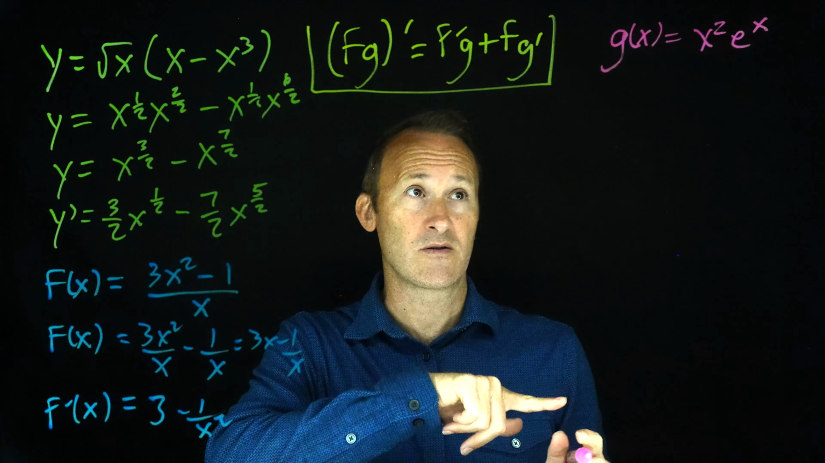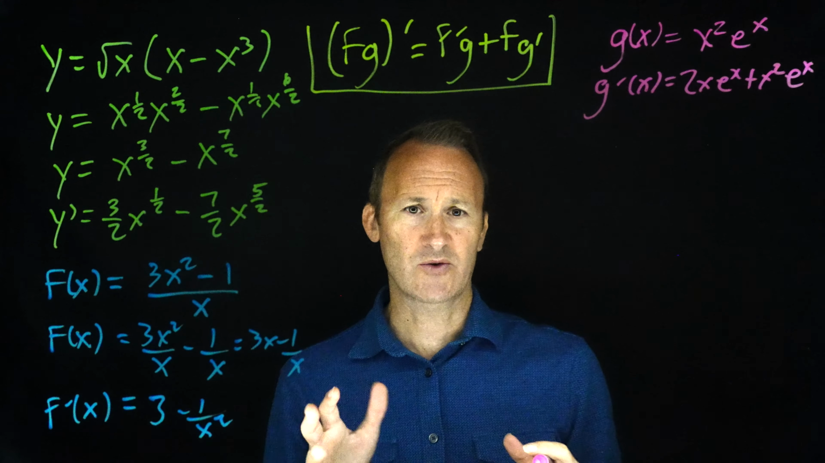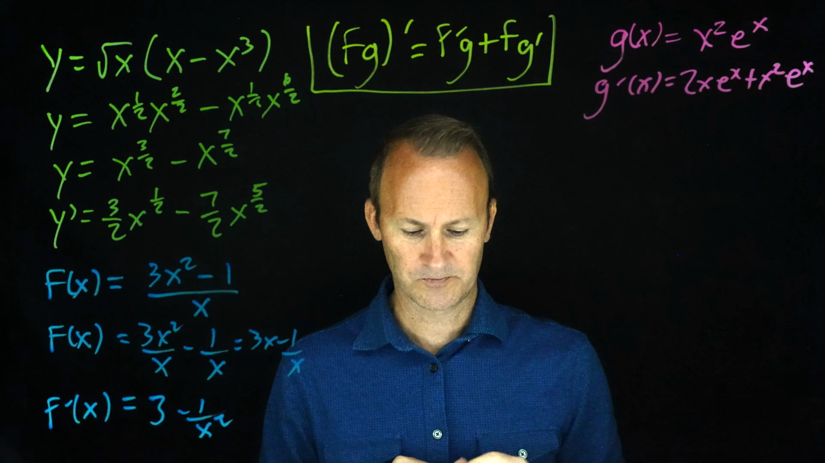So the derivative here, g prime of x, okay, so let's use the formula. Derivative of the first term is 2x times the second term, g, plus, we just take the first term times the derivative of the second, well, it's e to the x, right? Because the derivative of e to the x is e to the x. You can leave it like that, or factor out an e to the x. Okay, so the product rule is very useful.